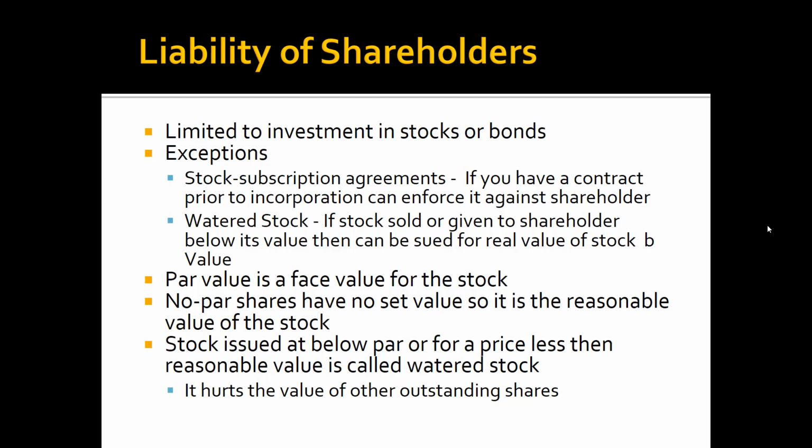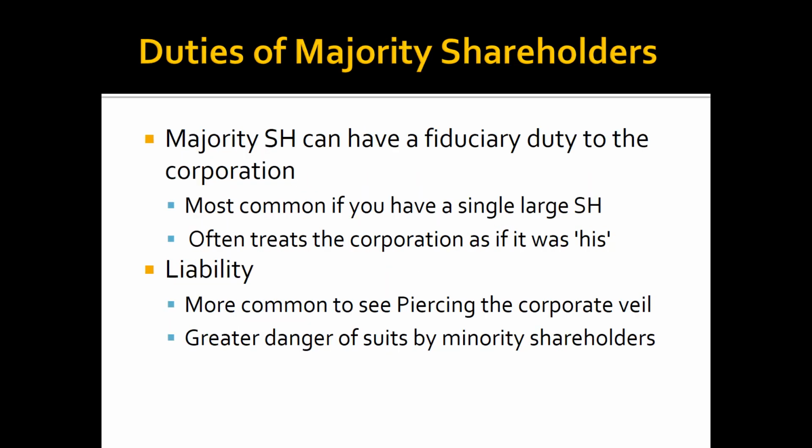But let's suppose it's $1, and that corporation gives 10,000 shares for 10 cents a share. Well, the capital of the corporation is still the same, but there's now 10,000 more shares of stock that this guy got for 10 cents on the dollar, and now my dollar share stocks are worth less because there's more stock out there. So stock issued for below par or for a price that is less is called watered stock and hurts the value. That's an issue.